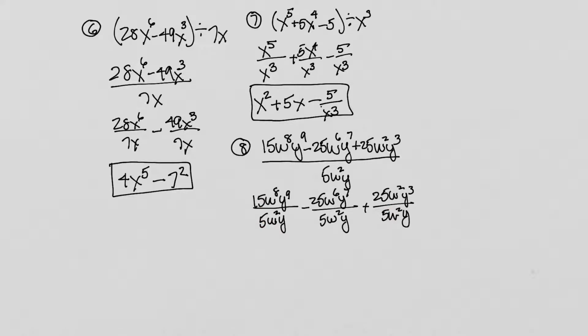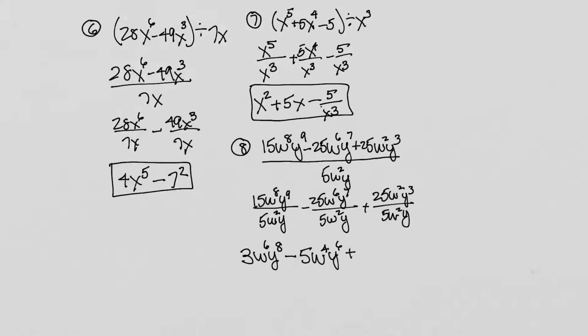So 15 divided by 5 is a 3. And now the w, top exponent minus bottom exponent, 8 minus 2 is a 6. So we'll get w to the 6th, y to the 9 minus 1, right? We don't write it, but there's a 1 there. 9 minus 1 is an 8. And then minus 25 divided by 5 is 5. W to the 6 minus 2, 4. And then, can't see it too well here, y to the 7th divided by a single y is y to the 6th, right? 7 minus 1 is 6.